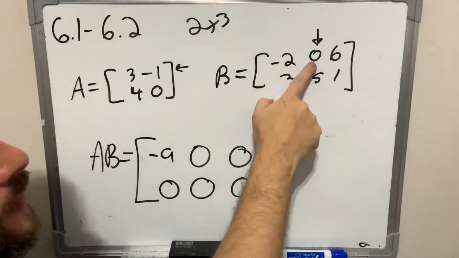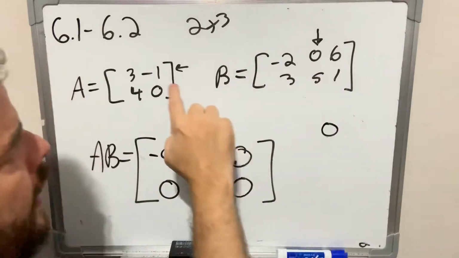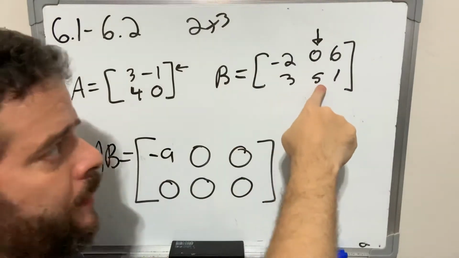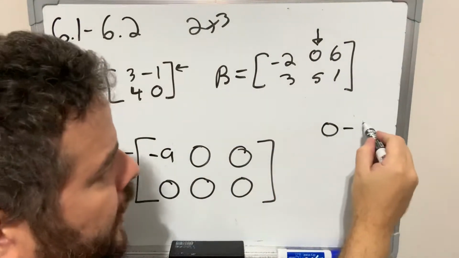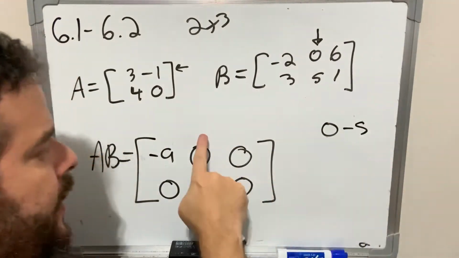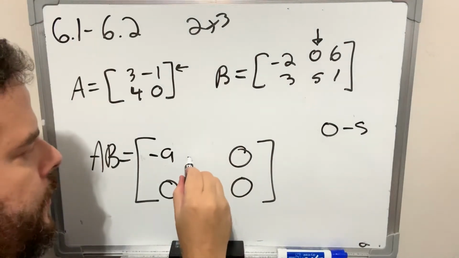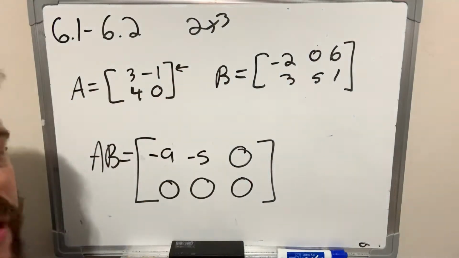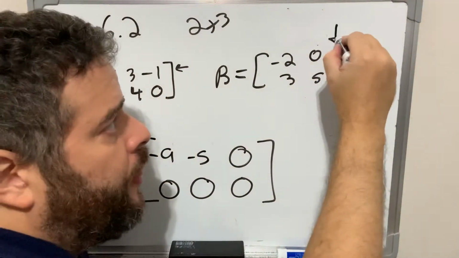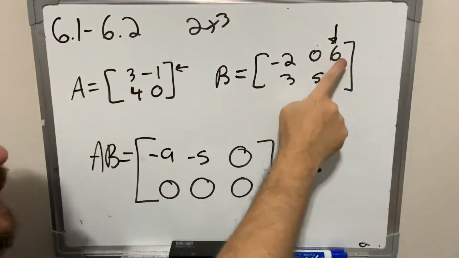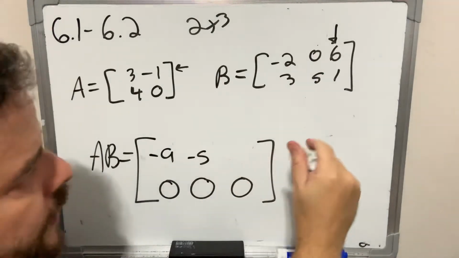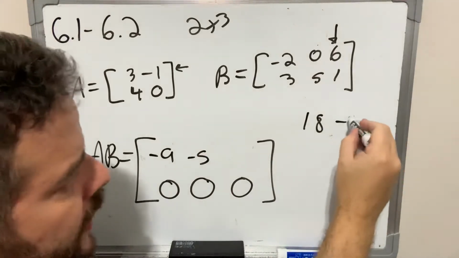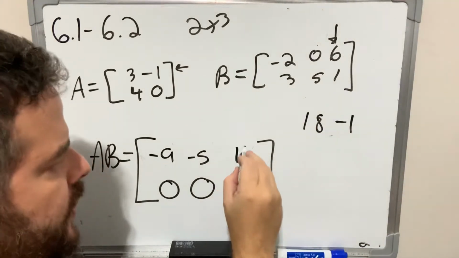3 times 0 is 0, and the second element, -1, times the second element in the column from top to bottom is 5, so -5. Now I add -5. And now I continue with the first row and I go with the third column. 3 times 6 is 18. -1 times 1 is -1. 18 minus 1 is 17.